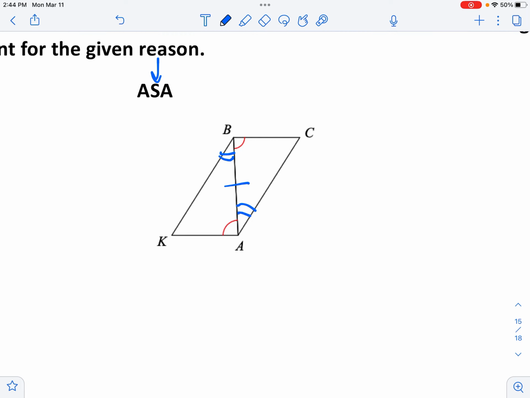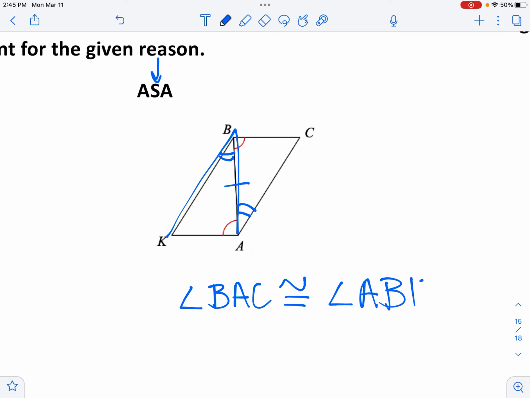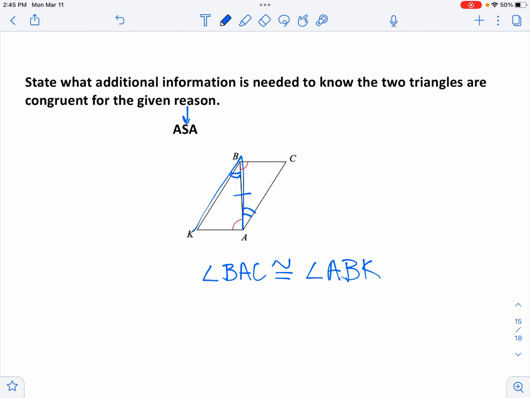Okay, so I can't just say angle A, right? Because that could mean this angle or this. So I have to use three letters. And remember, A should be in the middle as the vertex. So I want to say angle BAC. So BAC is this angle here. So then that needs to be congruent to angle ABK. Okay. Now we've got it.